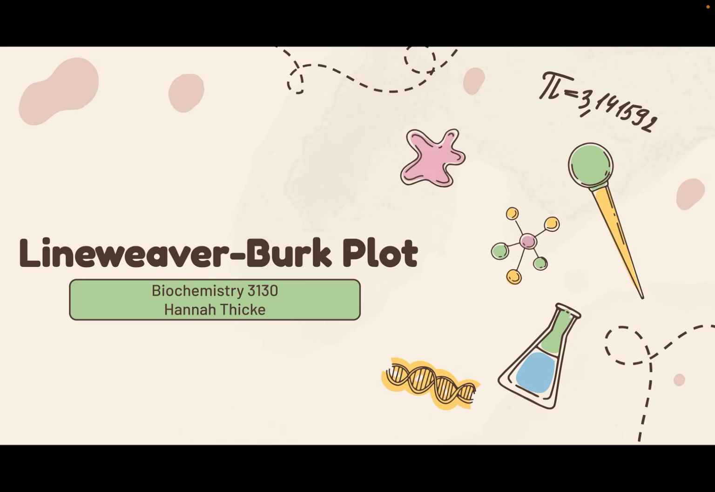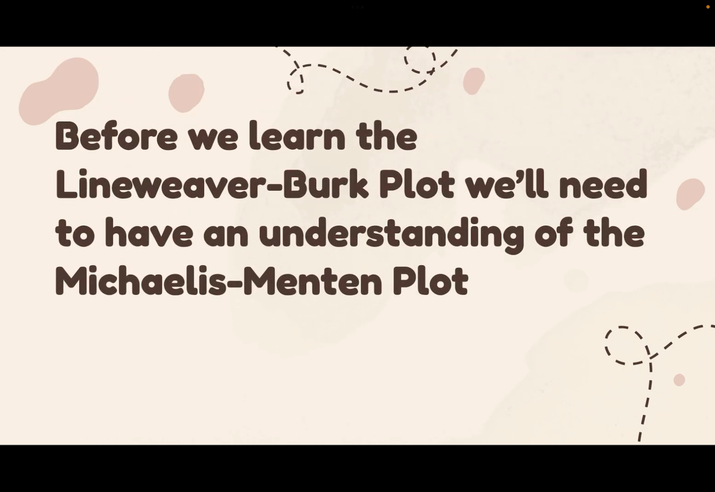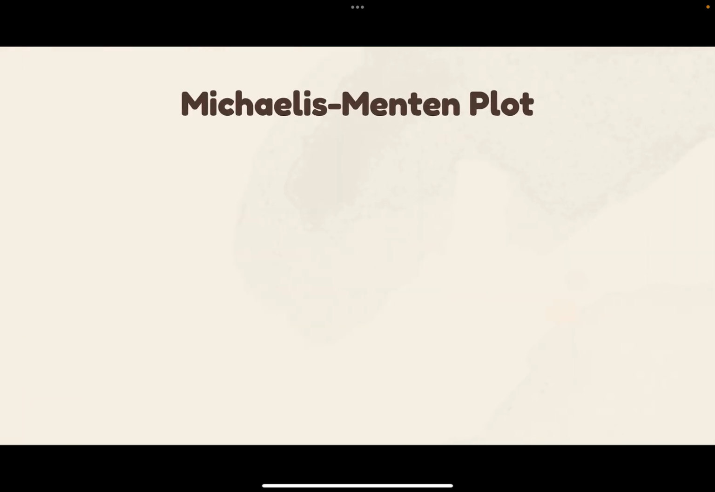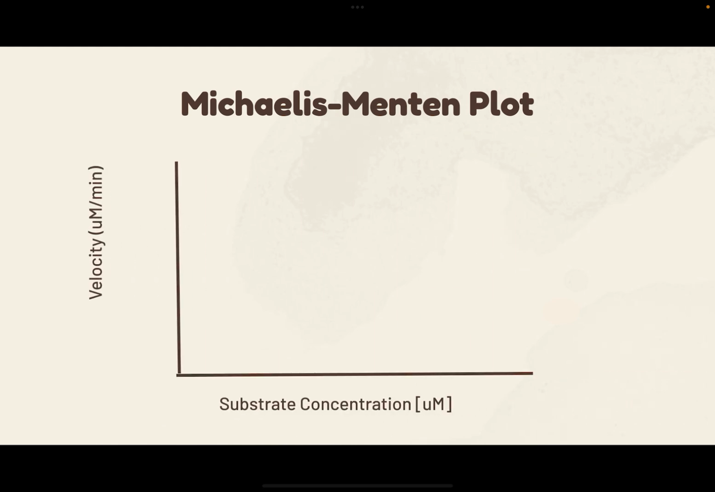In this video today, we are going to talk about the Lineweaver-Burk plot and what it's all about. Before we learn about the Lineweaver-Burk plot, we'll need to have an understanding of the Michaelis-Menten plot. So let's take a look. The Michaelis-Menten plot is a graph that represents velocity, which you can say is how fast the reaction goes, in relation to the substrate concentration.